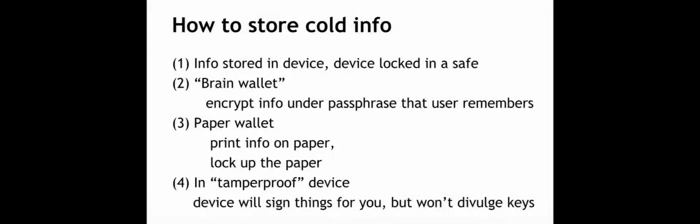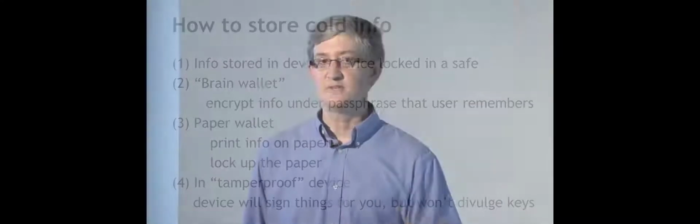The fourth way that we can store offline information is to put it in some kind of tamper-proof device, some sort of device that resists tampering. The idea is that we either put the key into the device or the device generates the key, and then the device is designed so that there's no way it will output or divulge the key. The device might sign a statement with the key when we press a button or give it some kind of password, but the device is designed so that it doesn't give out the key.